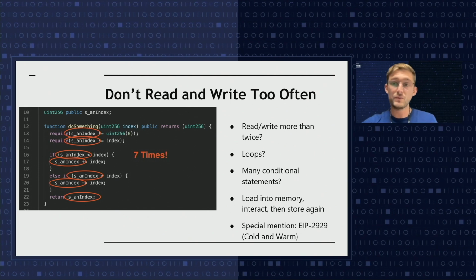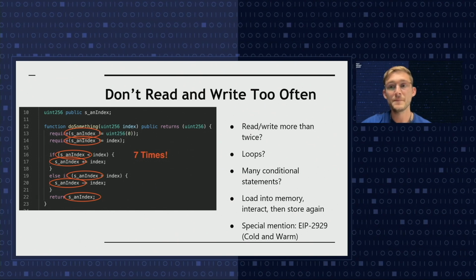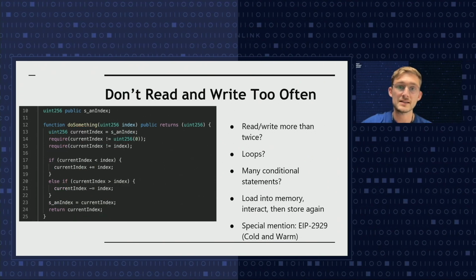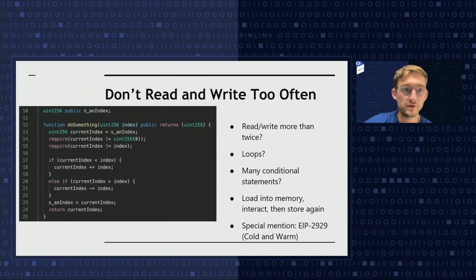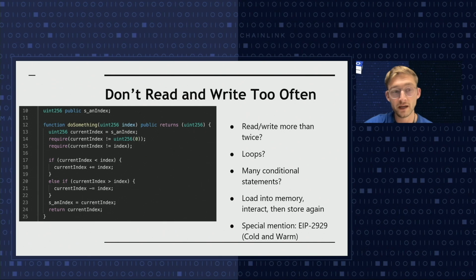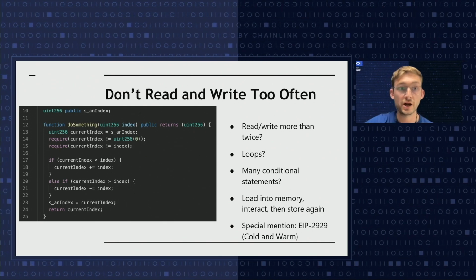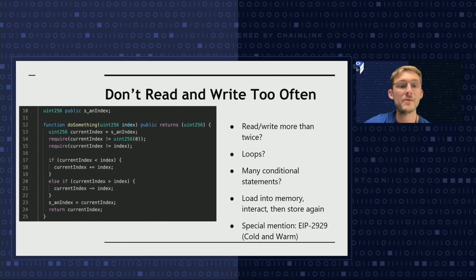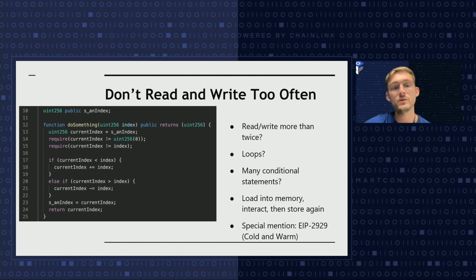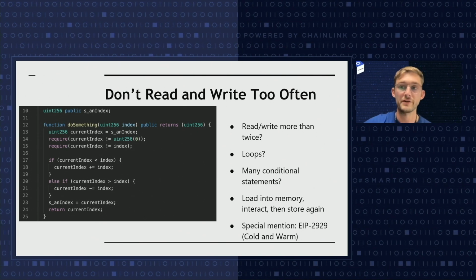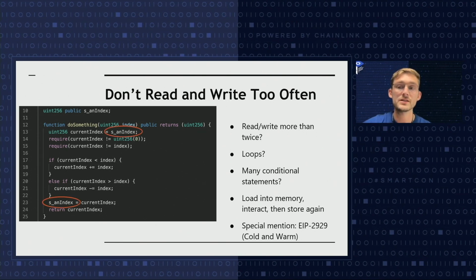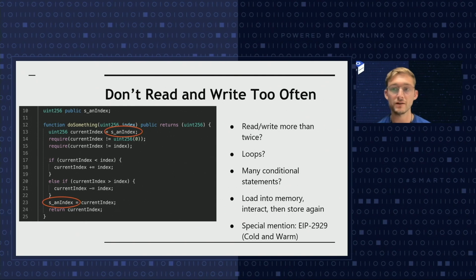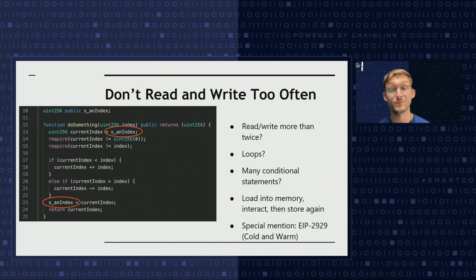So instead of touching storage 7 times, we can read the storage into a memory variable at the beginning and then set it again later. On line 13 of that code sample, we're doing an SLOAD into currentIndex. We're doing all of our checks, all of our manipulation, all of our conditionals on that in-memory variable first. And then we're setting that back to the storage variable at the end. So we end up only touching storage twice. When you're writing functions, watch out for any functions that touch storage more than twice.